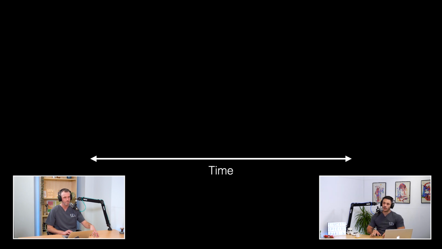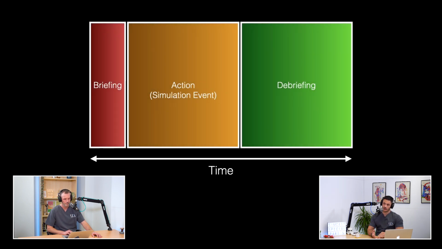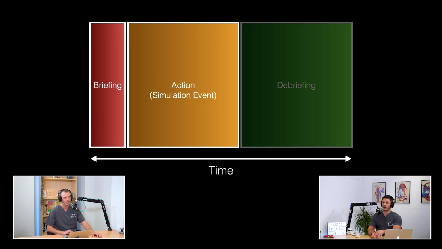Great. So let's start with that structure then. So for me, there's 3 key phases when we're looking at simulation delivery itself. So the event on the day, you've got the briefing component, you've then got the action phase or the simulation event itself. And then you've got the debriefing phase. Now, debriefing is such an important component and unique component in itself. We're going to cover that in part 6. So today, we're going to be looking at the briefing and the action phase, the simulation event.